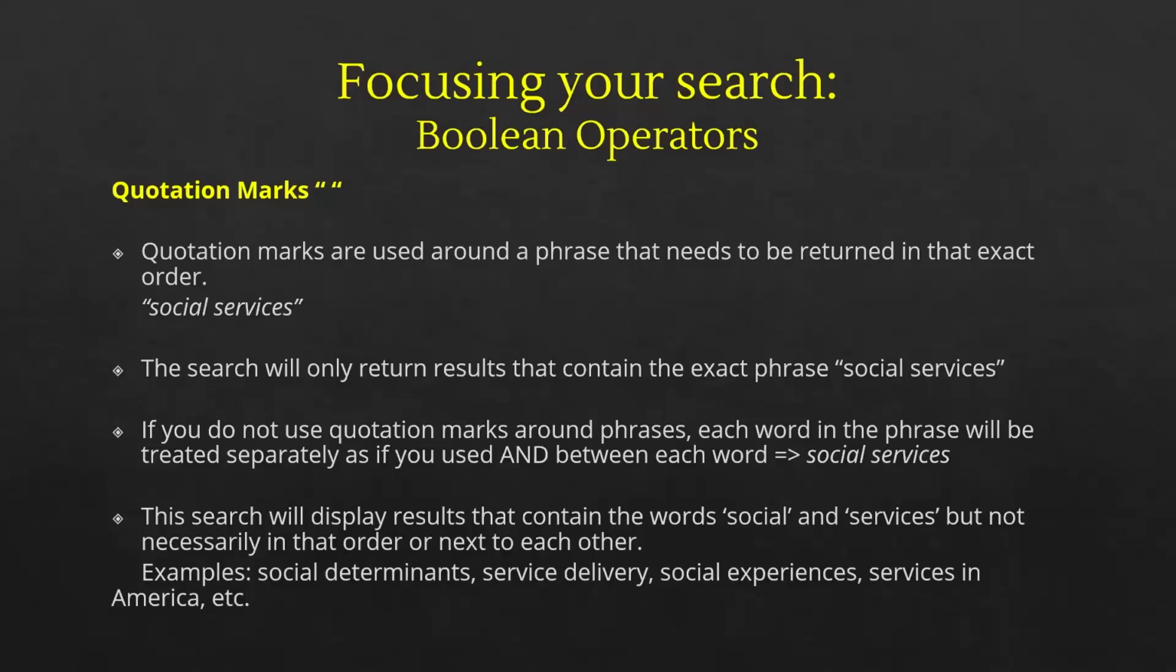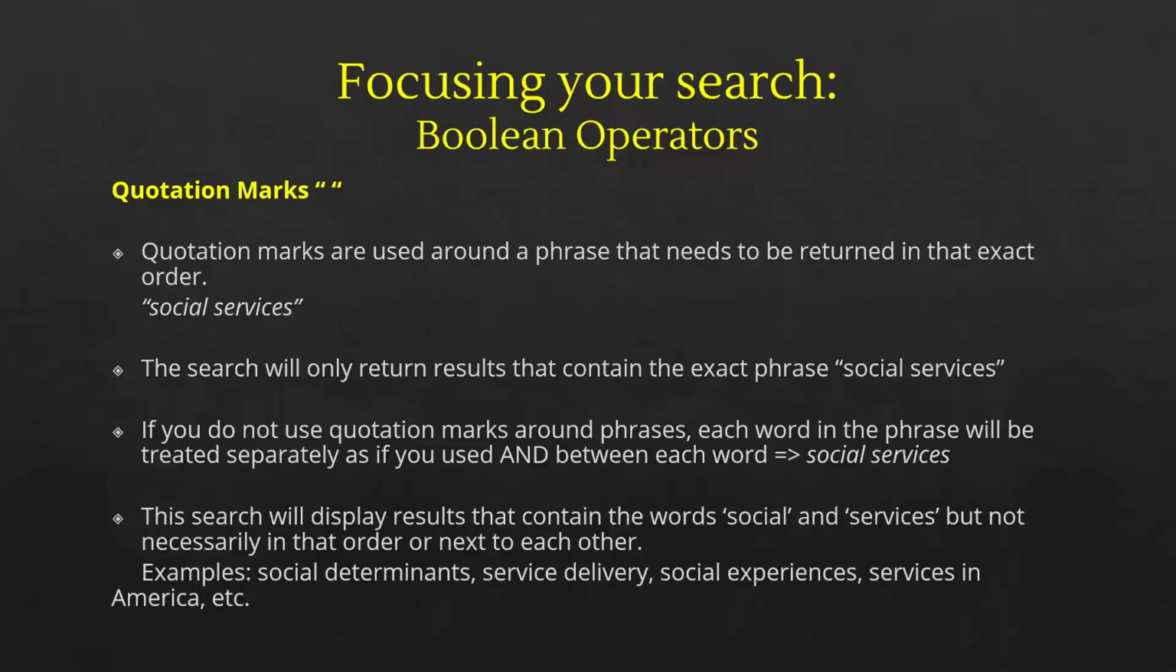You can use quotation marks around a phrase that you want to be returned in the database in that exact order. The example I've given here is social services. If you put social services in your search bar with those quotation marks, then the database will pull out only sources of information, whether articles or book chapters, that pertain to social services. And it will contain that exact phrase, social services.